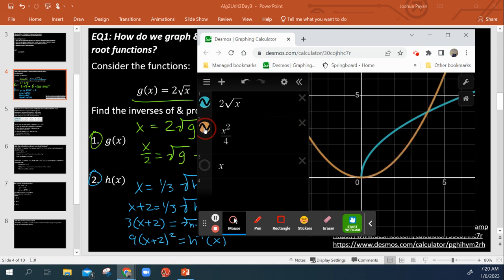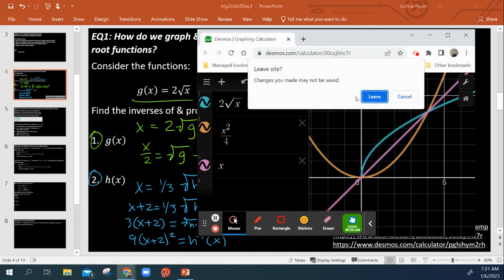We see that when we input the inverse, we don't really quite see any symmetry, but then once I throw y equals x in there, well, it's plain as day that they are symmetrical about the line y equals x, and therefore they must be inverses.